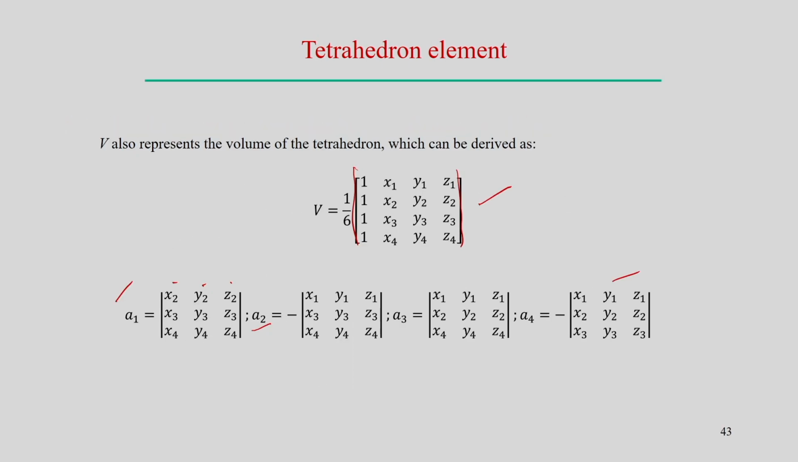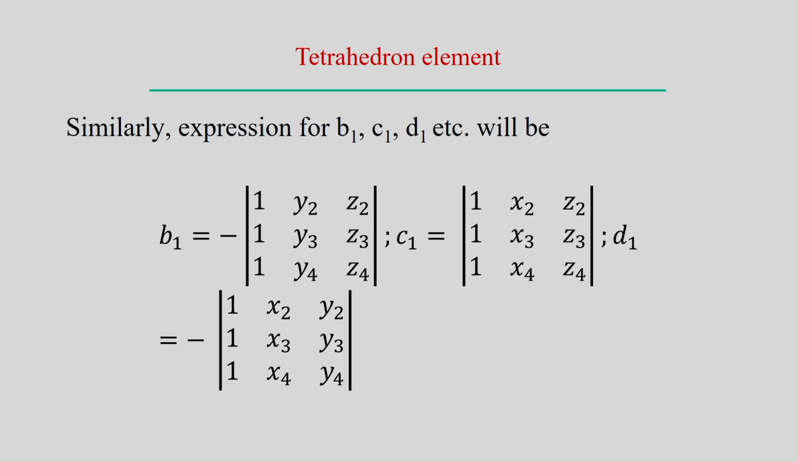Similarly, the volume V can be represented in terms of known values, as we are assuming the coordinates of the 4 node points are known. Similarly, B1, C1, D1 and so on can be represented like that.